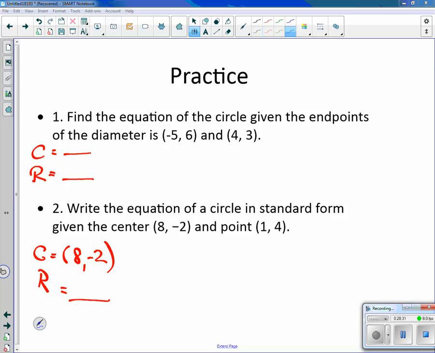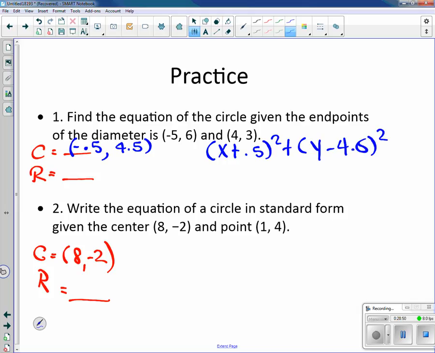I got to rush. I would love for you to do it. Negative 0.5, comma, 4.5. So you should get x plus 0.5 squared plus y minus 4.5 squared. Did I lose anybody? Those who did not try, you're not going to succeed in life. If you don't try it, even if you fail, that's part of trying. Just waiting for me does not work.